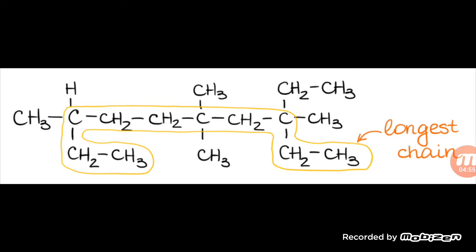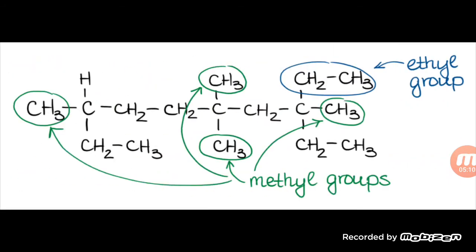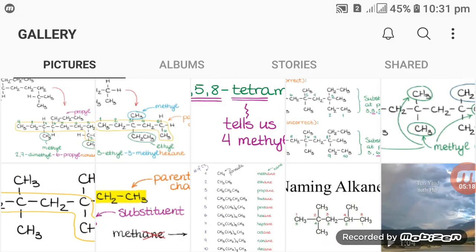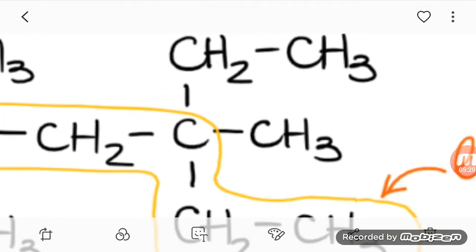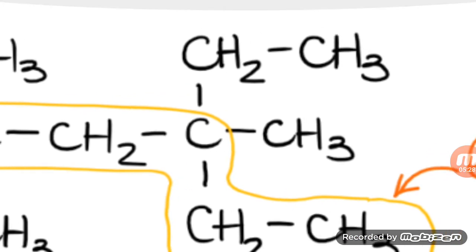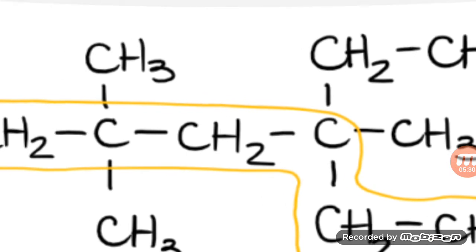When you give numbers, first of all you will select the longest chain. You will make such rows, and decide which chain has the maximum number of carbons. So first I selected the longest chain. Then I will go for substituents and see how many substituents I can have. Here I can have this substituent, CH2 CH3. You should know this is called methyl, and this is called what? Ethyl. You have to remember.